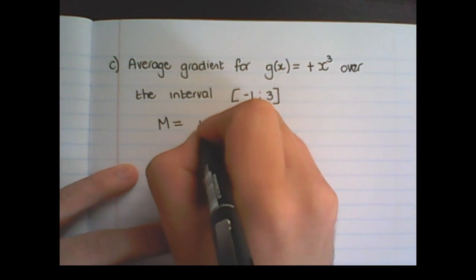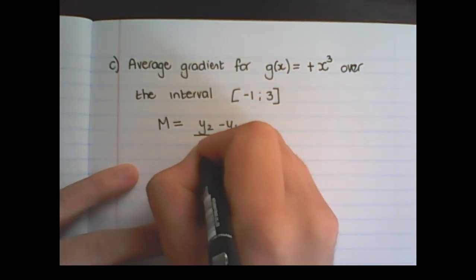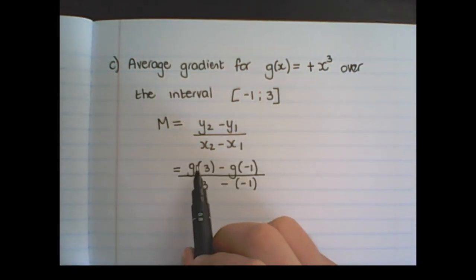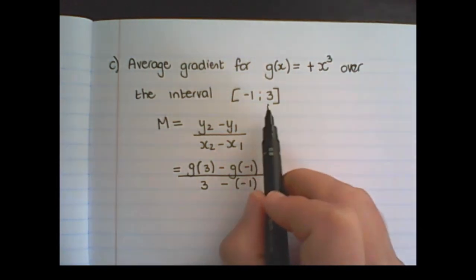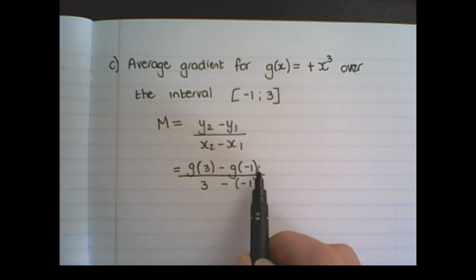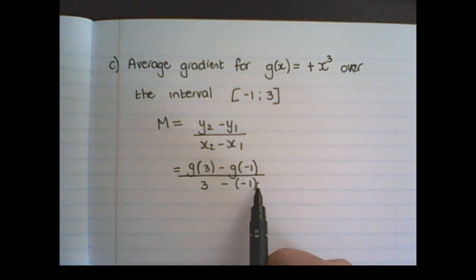So the gradient is the difference in y's over the difference in x's. So our y values we would find by substituting 3 into the function and -1 into that same function, over the difference in x's. Notice I'm substituting 3 in first, so the first x value is 3. And then I'm subtracting the value of g(x) when x is equal to -1. So I have -1 second in our x values.